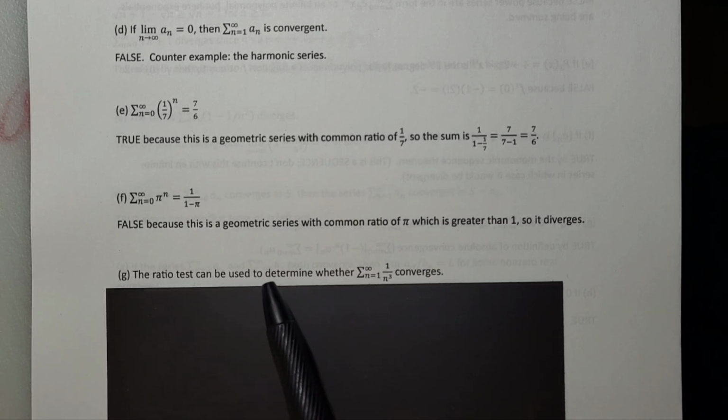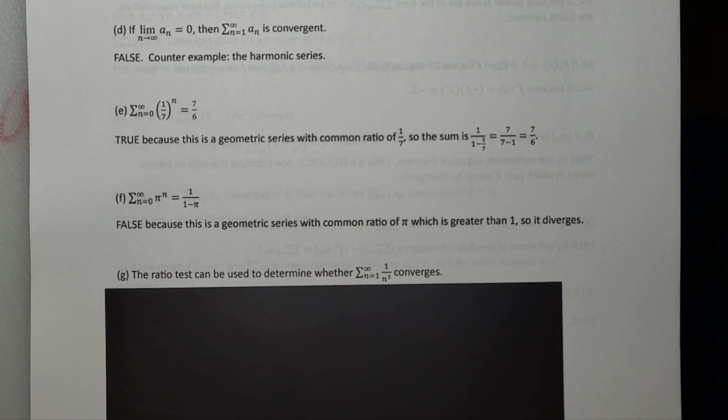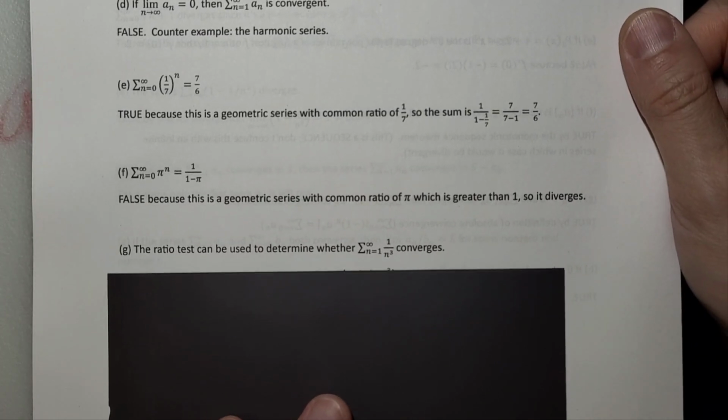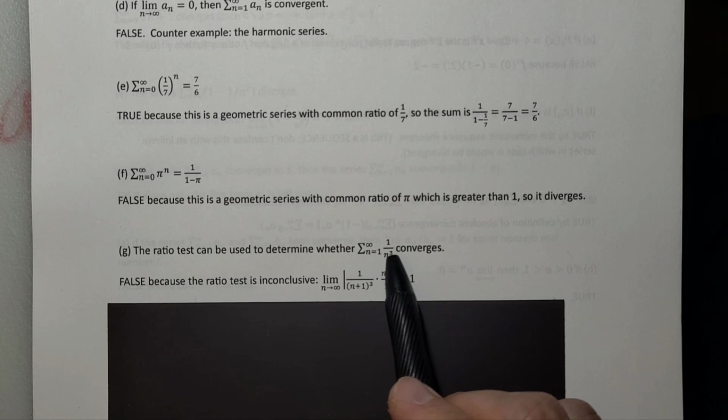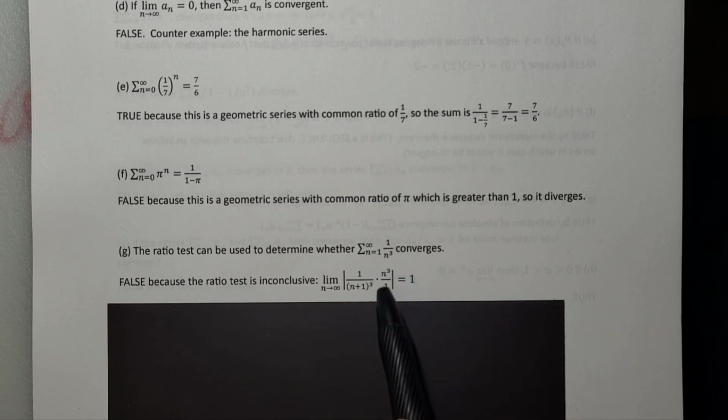Next, the ratio test can be used to determine whether the summation as n goes from 1 to infinity of 1 over n cubed converges. Is this true? Is this false? I would just directly try the ratio test right away. And I remember what I wrote for this. It's false. So this is the procedure for the ratio test: a sub n plus 1 divided by a sub n. So replace n with n plus 1 and multiply by the reciprocal of this.